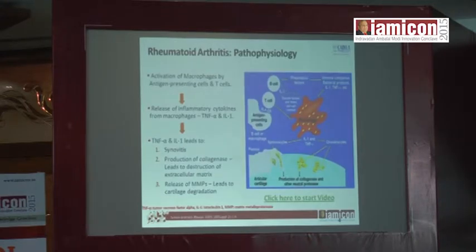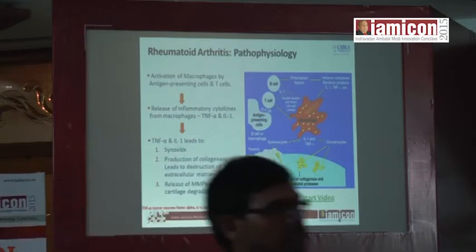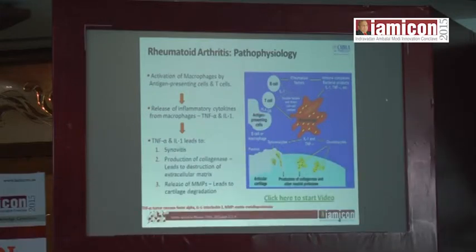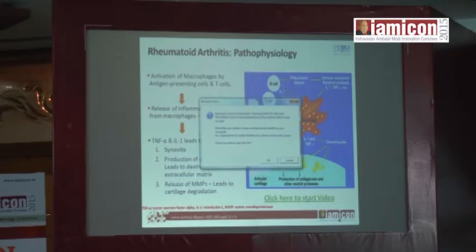There's an animated video which will take us through the pathophysiology. But to brief it, it's a connective tissue disorder wherein antigens in our body are produced, which activate macrophages and antigen presenting cells, and T cells are activated. This in turn releases inflammatory cytokines, tumor necrosis factor, interleukins, and this leads to all the symptomatology: synovitis, destruction of extracellular matrix, and cartilage degeneration. I'd like to show the video here.